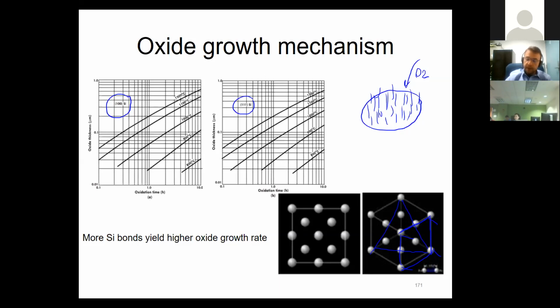So everything will depend on the number of the available bonds that you have on your wafer surface. Okay, so if you have more of these bonds available for you, these dangling bonds, it will be easier for you to grow the oxide quicker too.